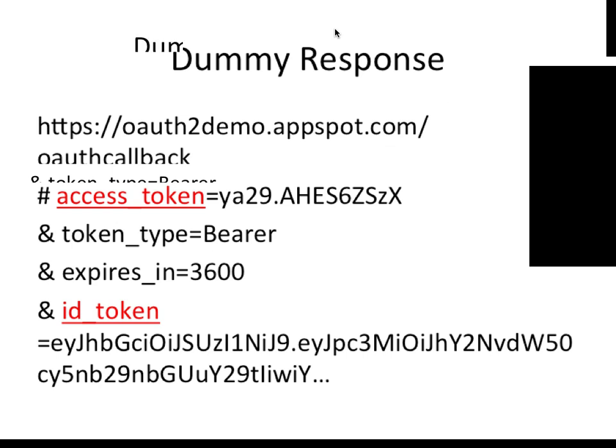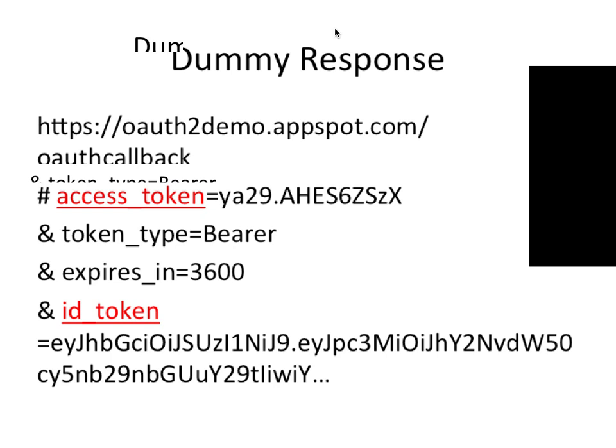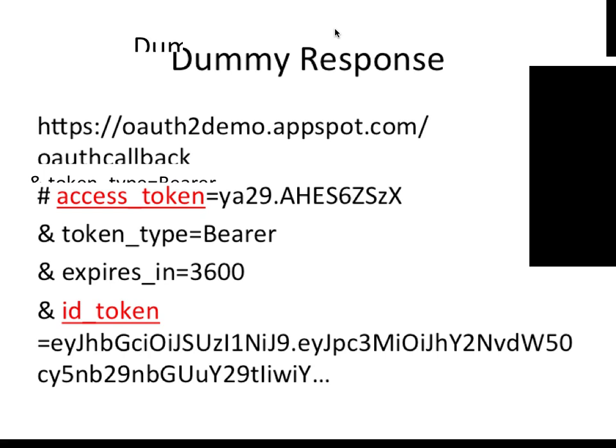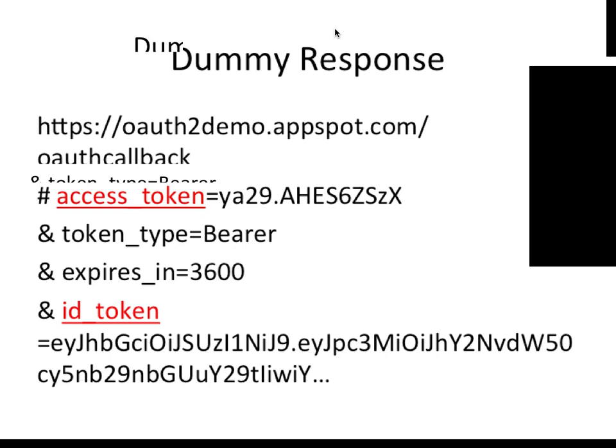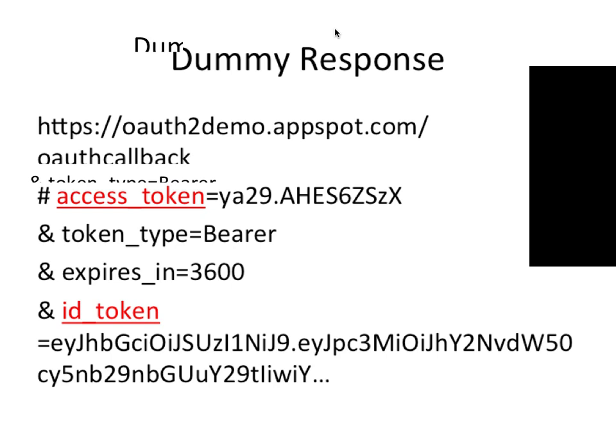The same thing explained over here. Okay, so this is the response. So the response has the access token and the ID token. Now the important thing about the ID token is, it's not any dummy value. It's actually an encrypted message. If you can decrypt it, then you will have access to the client's information.